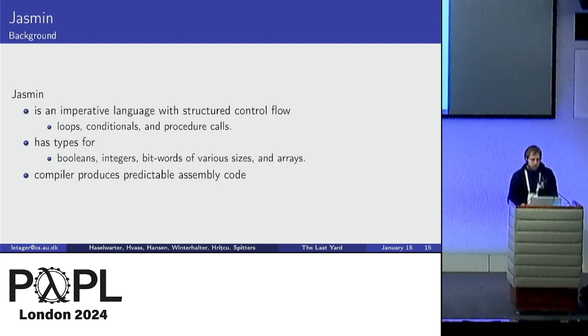And the compiler for Jasmine produces predictable assembly code. And this is important as we can optimize the code, and we can make sure that we're not introducing bugs whenever we are compiling something.